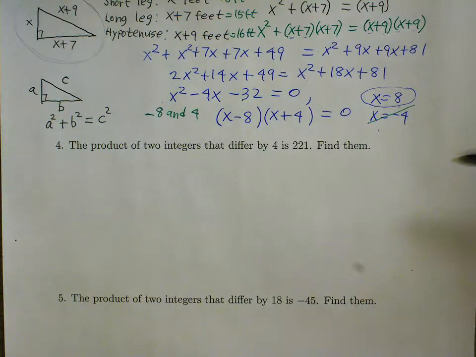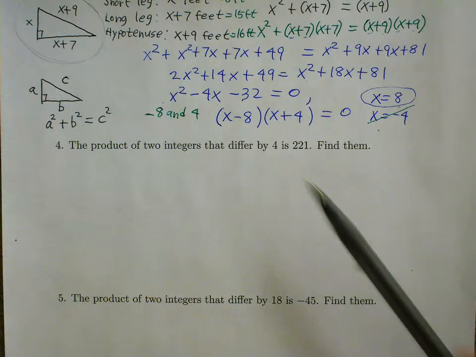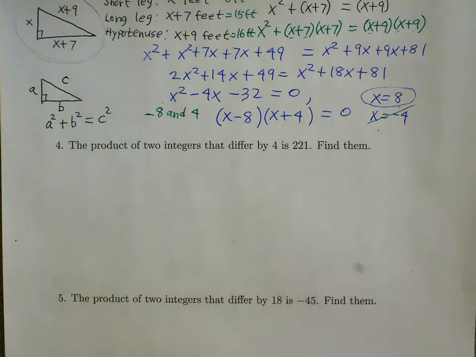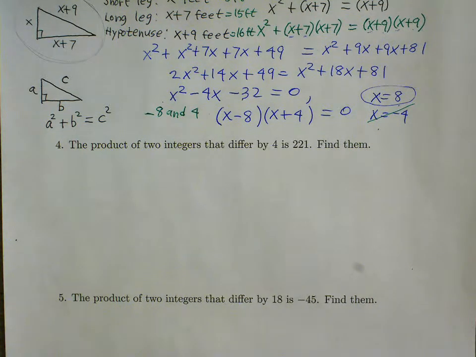So on this one, we'll get two pairs of solutions. One pair, each will be positive, and in the other pair, each will be negative. That seems to make sense because if you multiply two positive numbers, you get a positive number for a product. If you multiply two negatives, you get a positive number for a product. Okay, so the product of two integers that differ by 4 is 221.